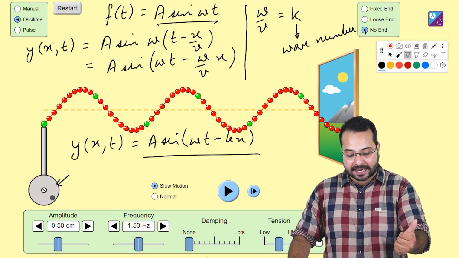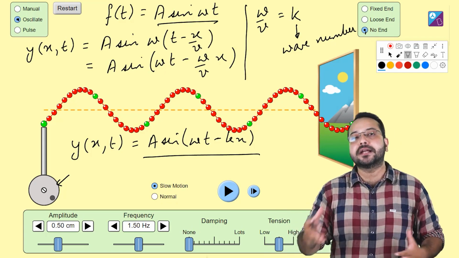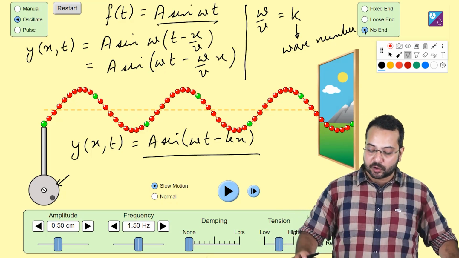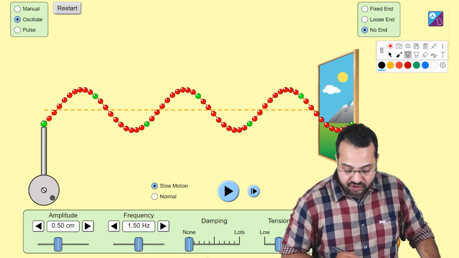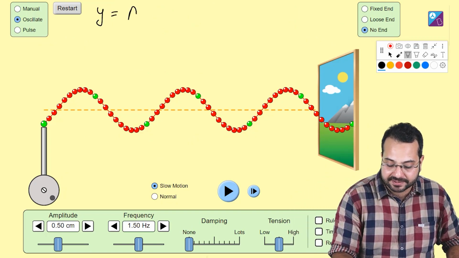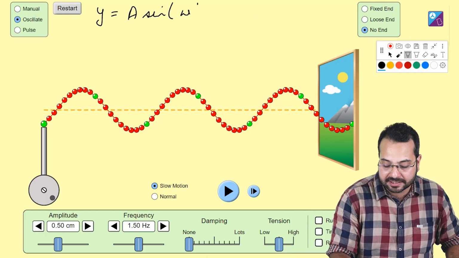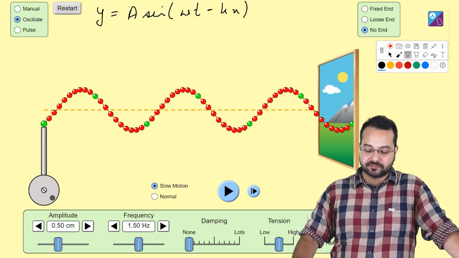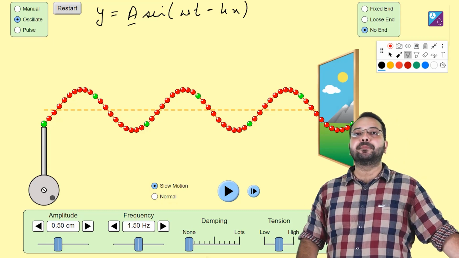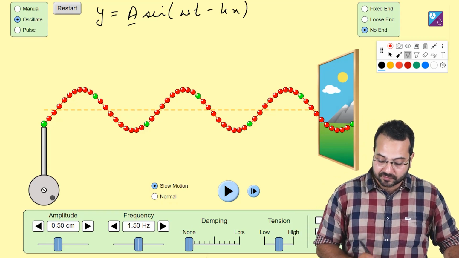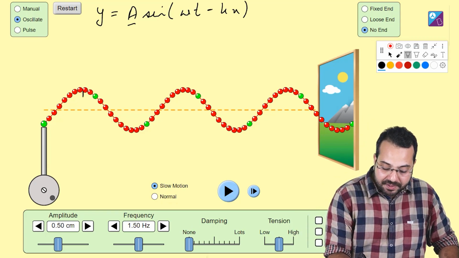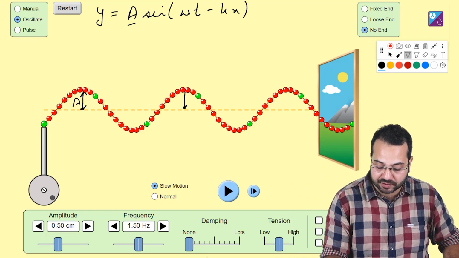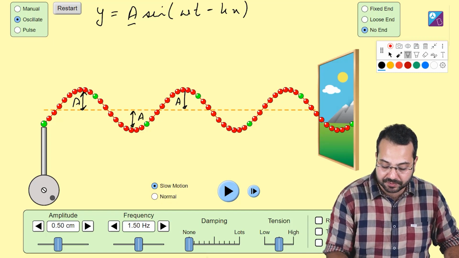Now let's try to understand how these quantities are related to each other and what is the meaning of all these quantities. Okay, so I'm going to get rid of everything and I'm just going to retain this A sine omega t minus kx. Now notice, what is A? A is the amplitude. This is the amplitude of the wave, which means that the maximum displacement of the particles from the mean position is called the amplitude.